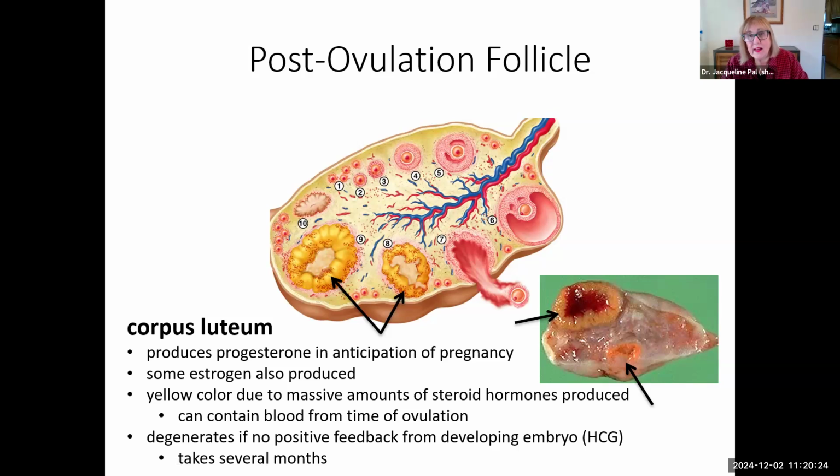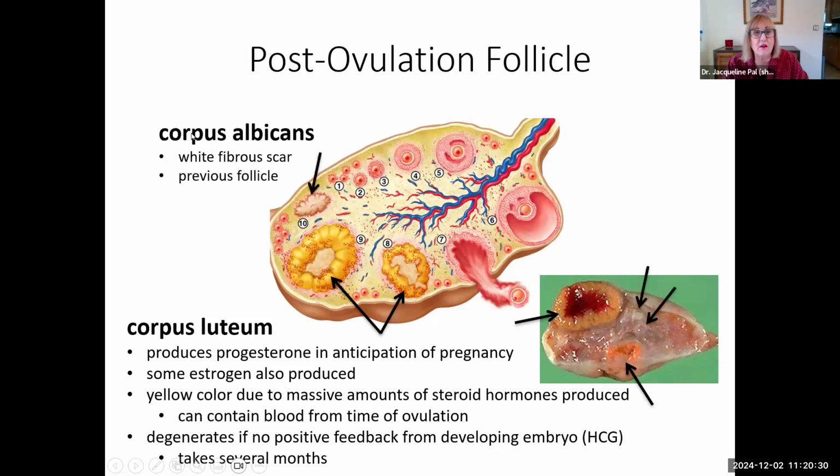And so what happens to this corpus luteum? Well, it will degenerate and becomes a white scar known as a corpus albicans. That prefix ALB means white. So it's a white fibrous scar. You can see a couple of them in this ovary. And that just shows you where there was a previous corpus luteum follicle.